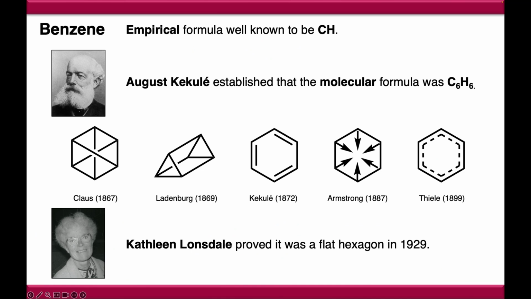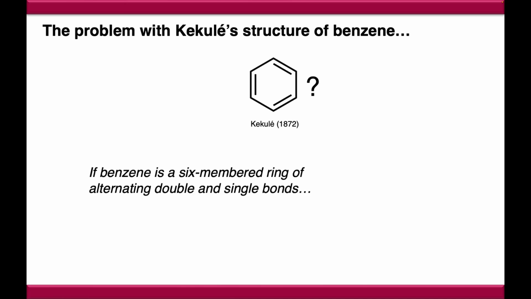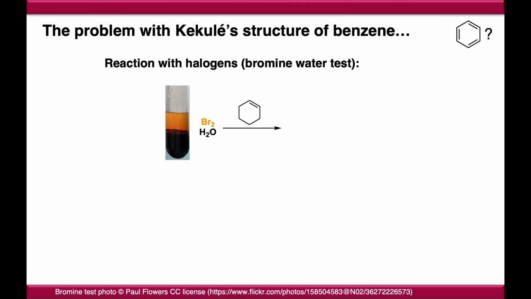So the Kekule structure was proposed, this six-membered ring with alternating double and single bonds. But there are some problems with this. If benzene is a six-membered ring with alternating single and double bonds, it certainly doesn't behave as though it is. And there are a few things that we want to go through here to show that.